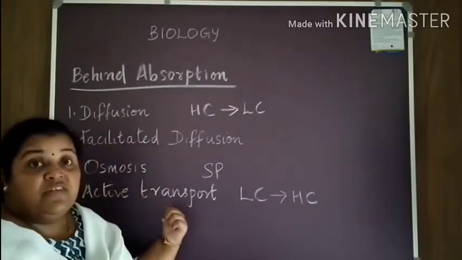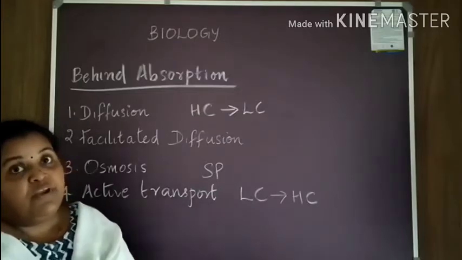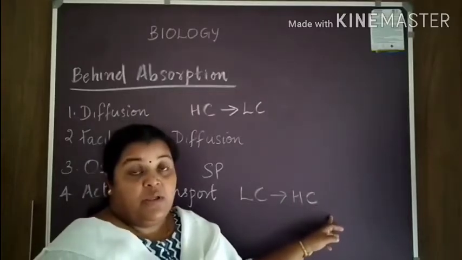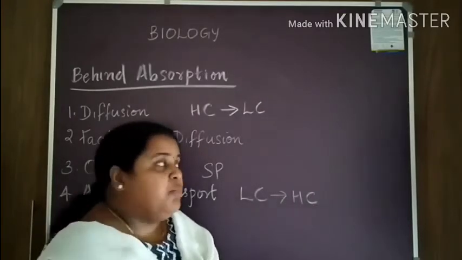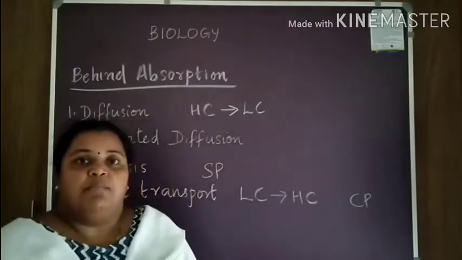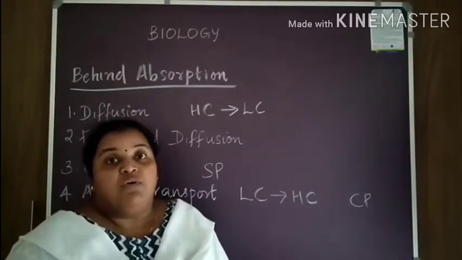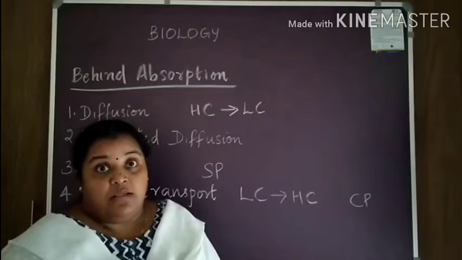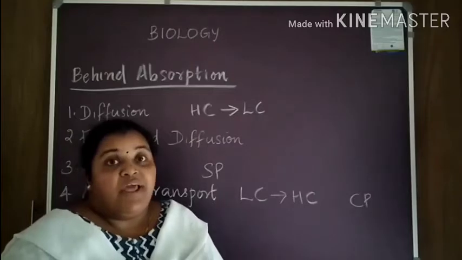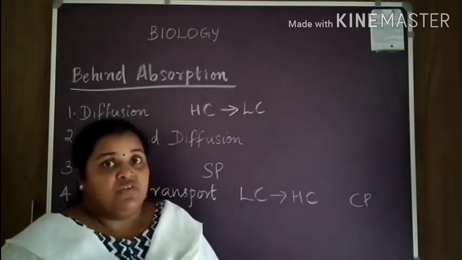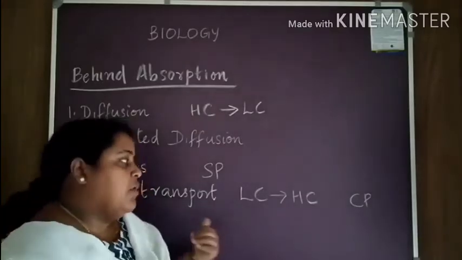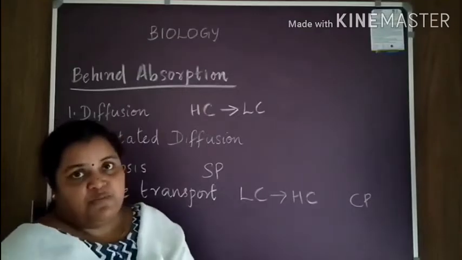So active transport is the process of movement of molecules from lower concentration to higher concentration with the help of a carrier protein. For example, if a larger amount of glucose and salt is required by a cell, it does not look at the concentration gradient. It will absorb more glucose and salt present in the small intestine by the process called active transport.